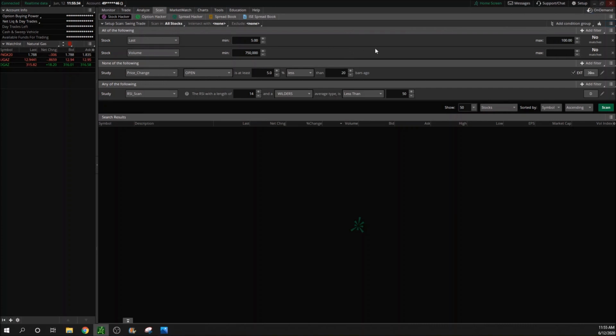And when you're here, if it's not loaded, then you can click here and go load scan, and then you'll see it in here, right? So if we go load scan query, personal swing trade, boom, there it is. So everything is all set up. It's all good to go, and then we'll just hit the scan button.